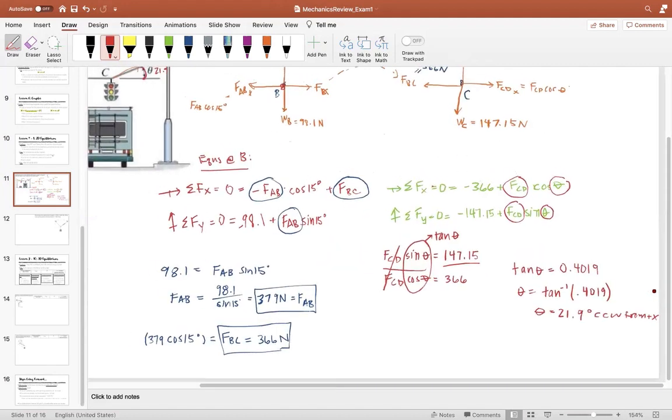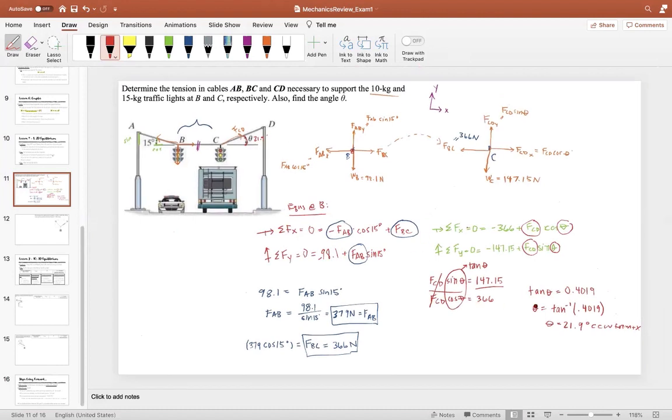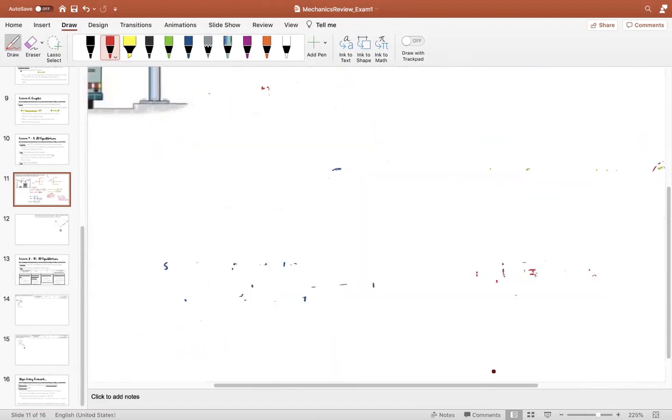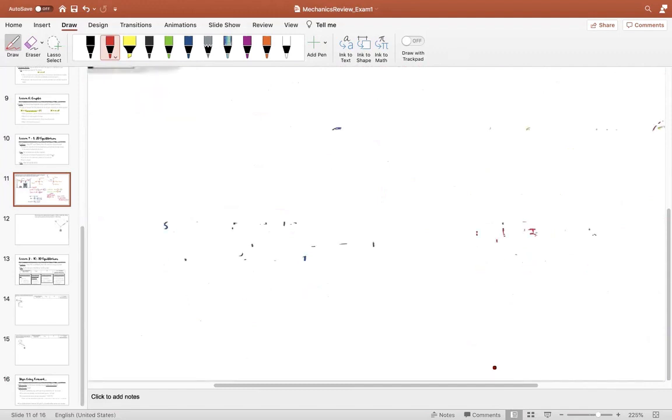Okay, so what's the last thing we've got to do? Plug that into one of the other equations to get FCD. Exactly. Any preference one way or the other? Let's do the FX one. Okay.